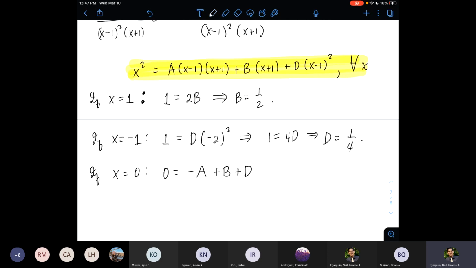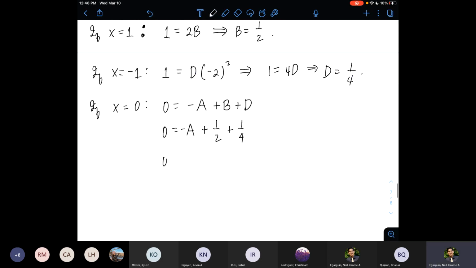And then we have an equation here with 3 of the constants involved, but luckily we already knew 2 of them, right? So we don't know a, so leave it there. We already know b to be 1/2. We already know d to be 1/4. And so we have this. So 0 equals -a plus 3/4. And so here we see that -3/4 is equal to -a. That means a is equal to 3/4.